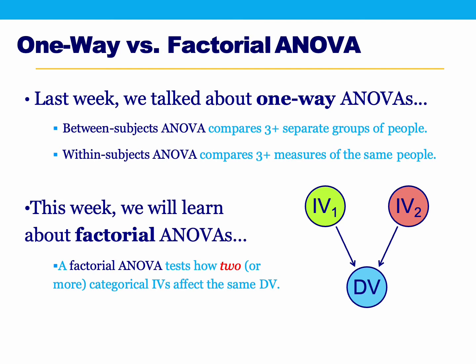Okay, so that's a quick review of the one-way ANOVA and a between subjects versus within subjects design. This week we are going to learn about what are called factorial ANOVAs. A factorial ANOVA is used when we have 2 or more categorical IVs and we're seeing how those independent variables affect the same dependent variable. Now we're going to go through some examples of what a factorial design might look like.